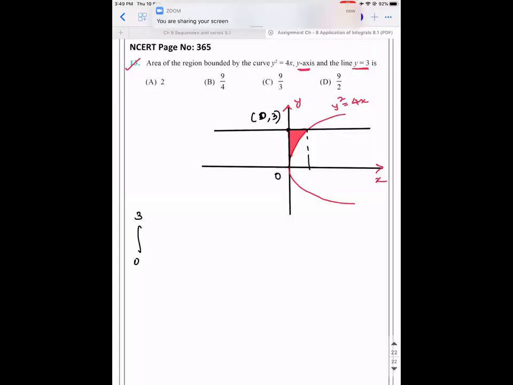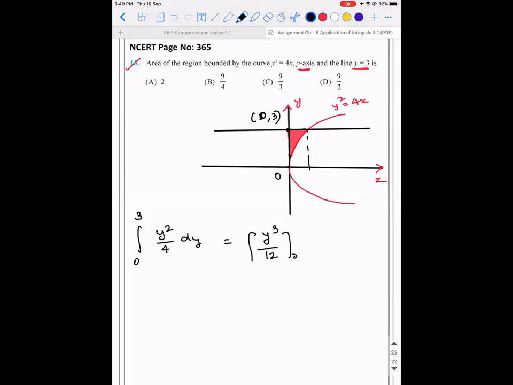So when you take the limits of y axis, what will happen? 0 to 3. Sir, the screen is not visible. 1 minute. Integral of 0 to 3, y square by 4 dy. Then you will have y cube by 12 between 0 to 3. That will be 27 divided by 12 square units. Is there an option like this? 9 by 4. There's the one.